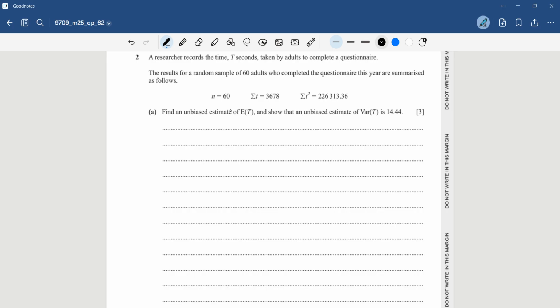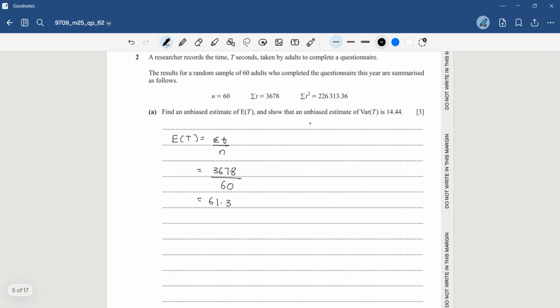We'll go for the mean first. The unbiased mean is very straightforward. It's just going to be the sum of t over n. So which will be 3678 over 60. So it's going to be 61.3.